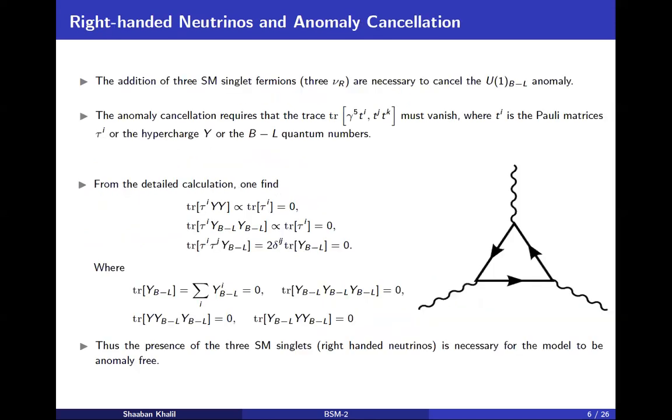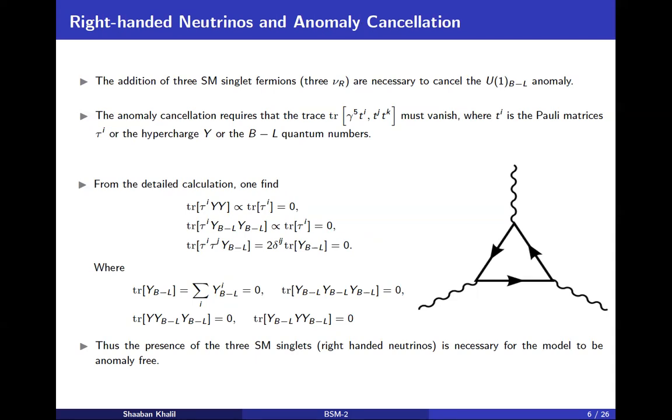This is the anomaly-free condition, the anomaly conditions that I was talking about, the triangle diagrams. I don't know if you have seen this before in quantum field theory or not, but for any theory you have to check that there is no anomaly. So this is an example of the anomaly cancellation of the model B minus L, and without the right-handed neutrino, or what we call a singlet fermion, this will not give cancellation, because you will see it now. To cancel this, you have to satisfy all these equations.